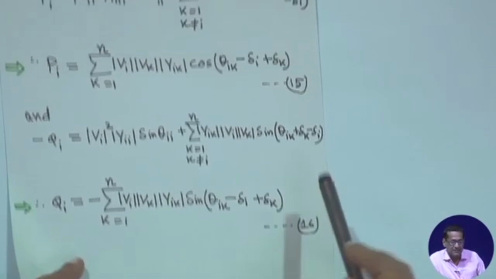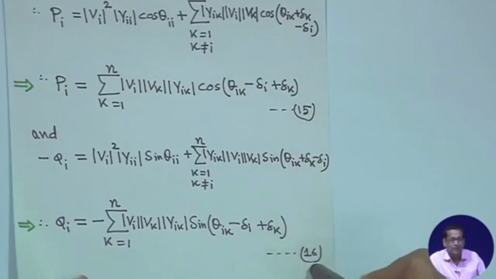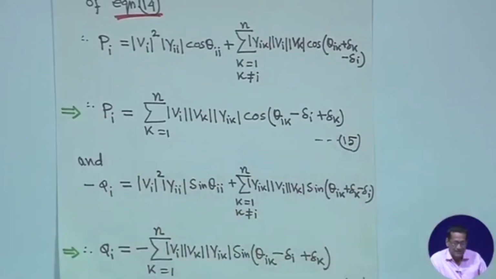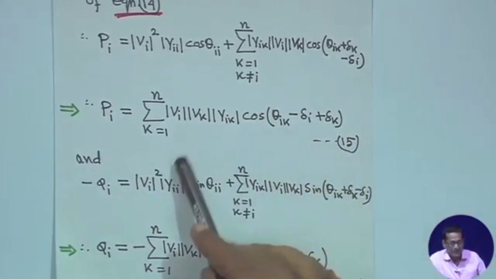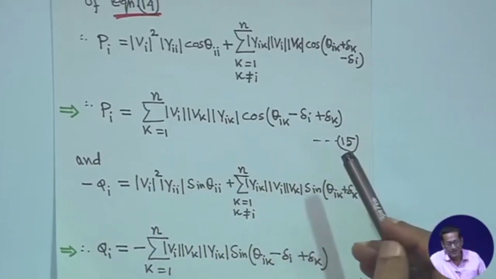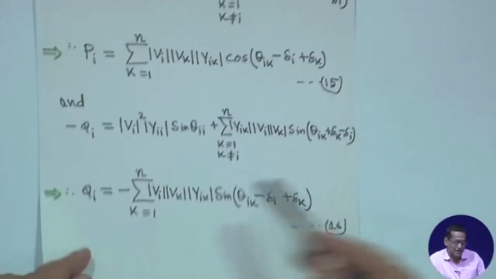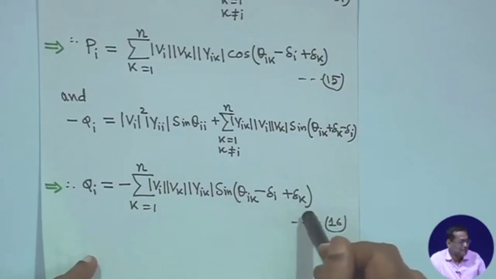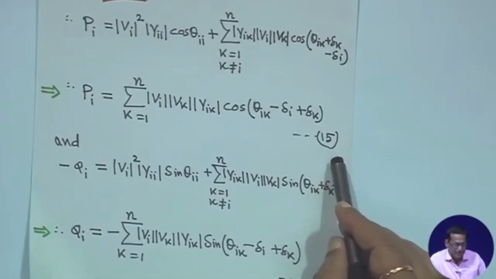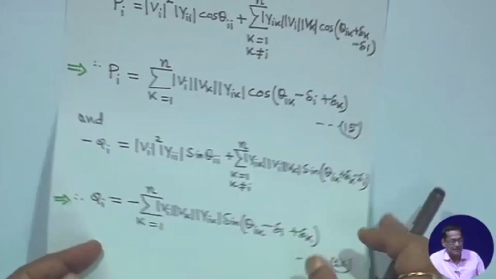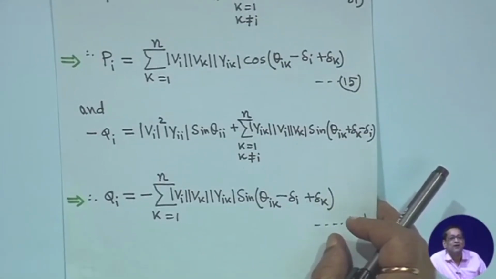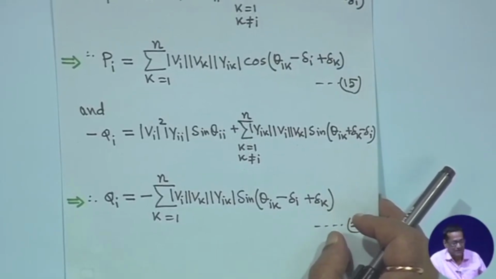This is equation 16, and equations 15 and 16 we have to recall again and again. The power expression for power injection P_i, equation 15, is very easy to remember: the sum over k = 1 to n of V_i V_k Y_ik cos(θ_ik − δ_i + δ_k), and Q_i is equal to minus the sum over k = 1 to n of V_i V_k Y_ik sin(θ_ik − δ_i + δ_k). So this is equation 15 and this is equation 16. I hope you have understood. This is a simple thing, only a little bit of practice is needed.